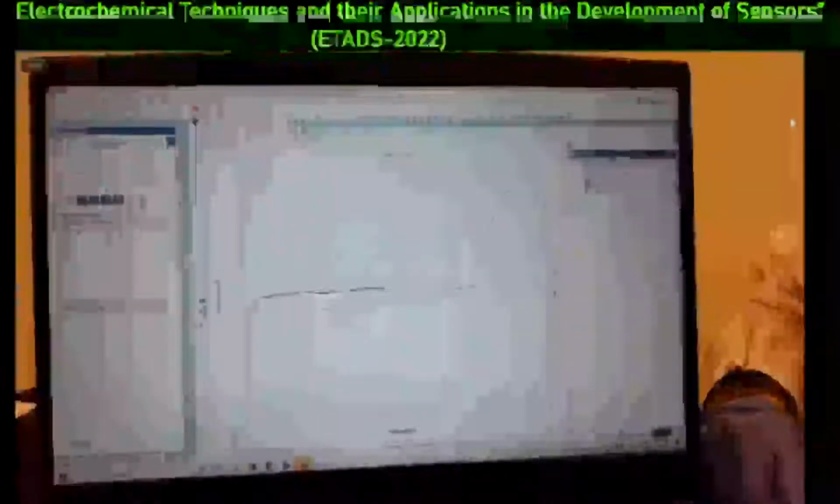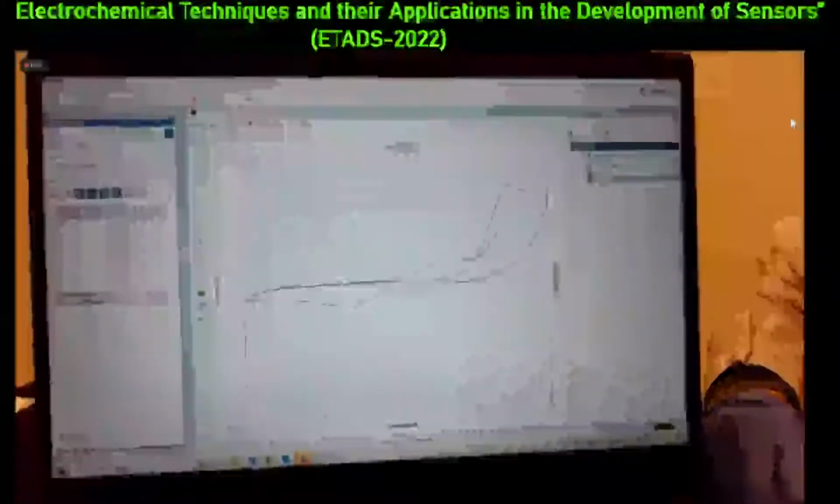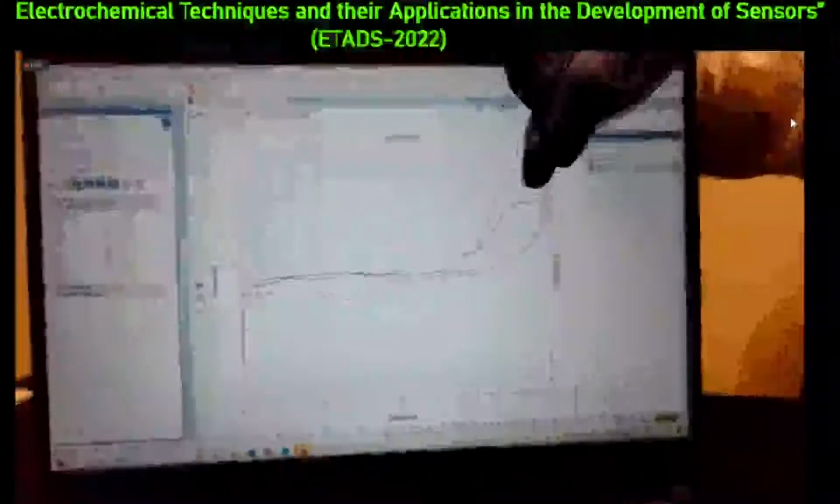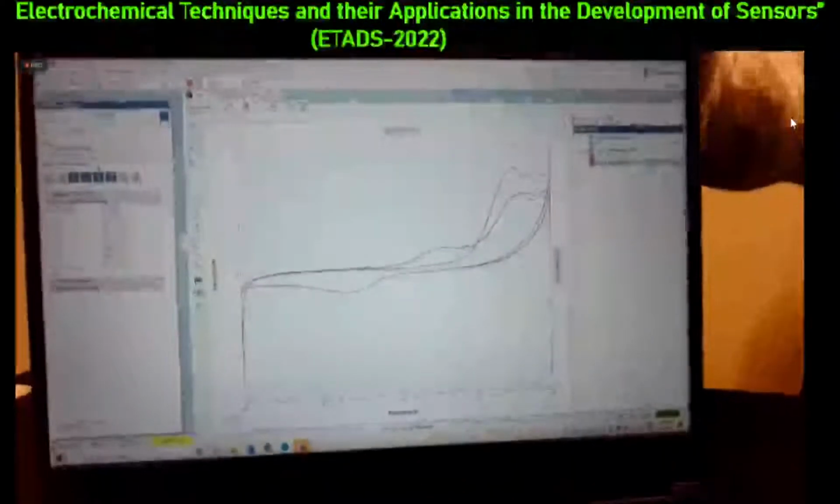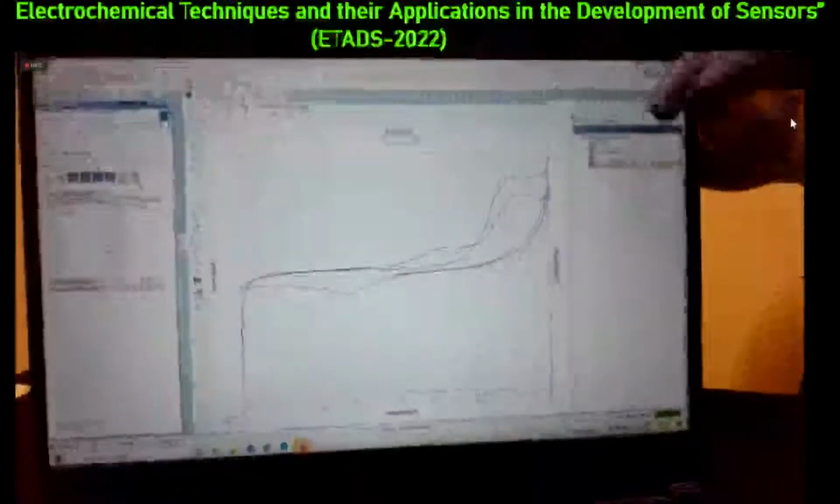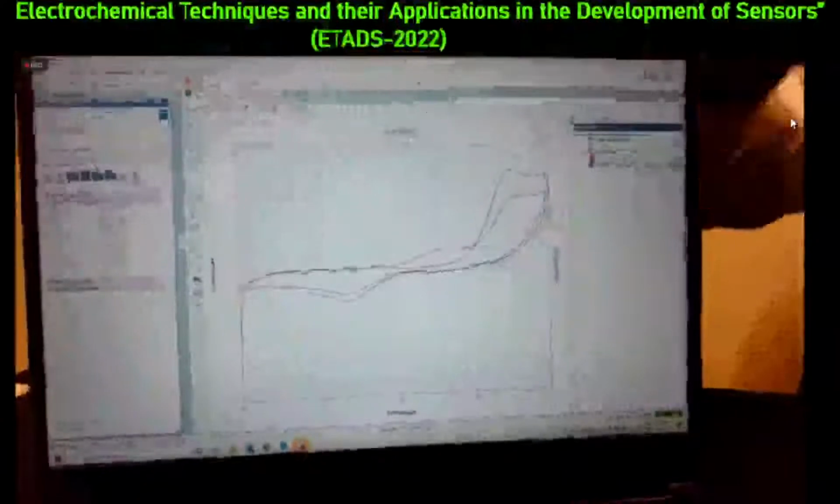So now it's going for the second scan, and there you see we get an additional oxidation peak. And now the oxidation peak for the capsaicin has reduced, as we have less capsaicin in the solution after the first oxidation and the second oxidation that happened here.